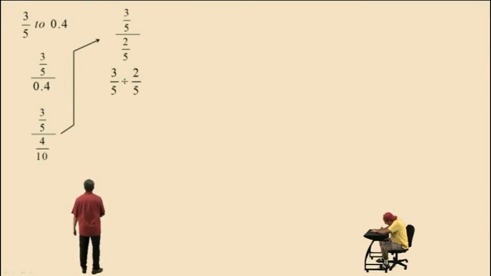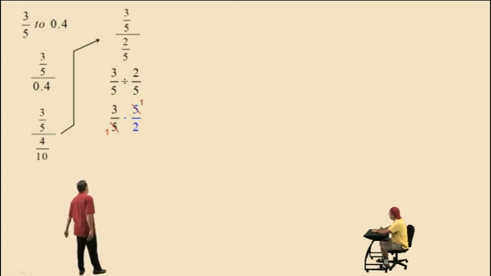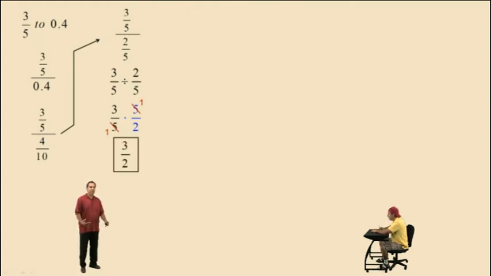Now let's write this as a division problem. 3/5 divided by 2/5. Now, Charlie, instead of dividing by 2/5, we're going to do what? Multiply by 5/2. Very nice there, Charlie. Multiply by 5/2. And now we can cross-cancel those 5s. Remember, those 5s are becoming 1s. And when you multiply the fraction straight across the top, straight across the bottom, you get 3/2. Therefore, the ratio of 3/5 to 0.4 is equivalent to the ratio of 3 to 2. Very nice.